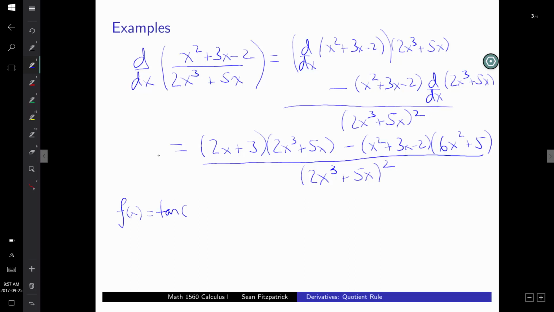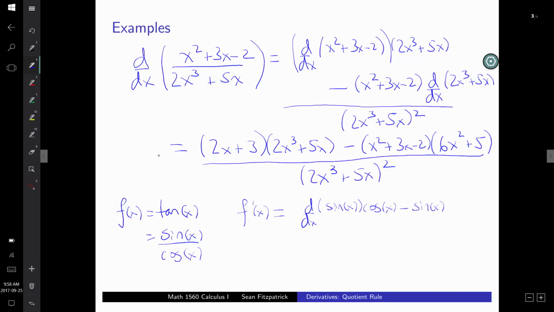Okay, let's do one more example. Let's say I want to take the derivative of the tangent function. So we know that tan x is sine x over cos x. And so if we want to take the derivative, we're going to need the quotient rule. So what does f prime look like? F prime of x looks like, again, we do the derivative of the top, the derivative of sine x, times the bottom, which is cos x, minus the top times the derivative of the bottom, which is cos x, and we divide by the bottom squared, so cos squared x.